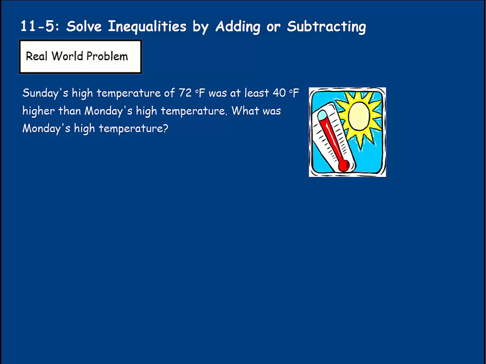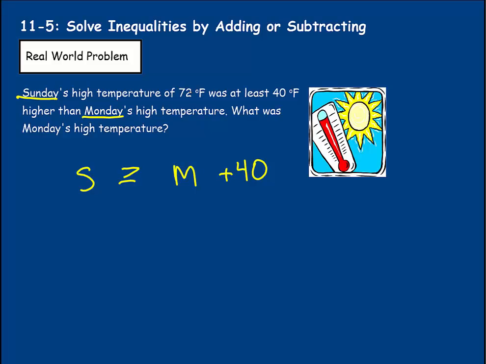Now let's solve a real-world problem. It says Sunday's high temperature of 72 degrees Fahrenheit was at least 40 degrees higher than Monday's high temperature. What was Monday's high temperature? So if we're going to compare Sunday and Monday, for example, we'll use S for Sunday and M for Monday. Sunday was at least 40 degrees higher than Monday, meaning that Sunday would be greater than or equal to Monday, even if Monday had plus 40 degrees. It would still be greater than or equal to it. So that's one way you can write our equation.